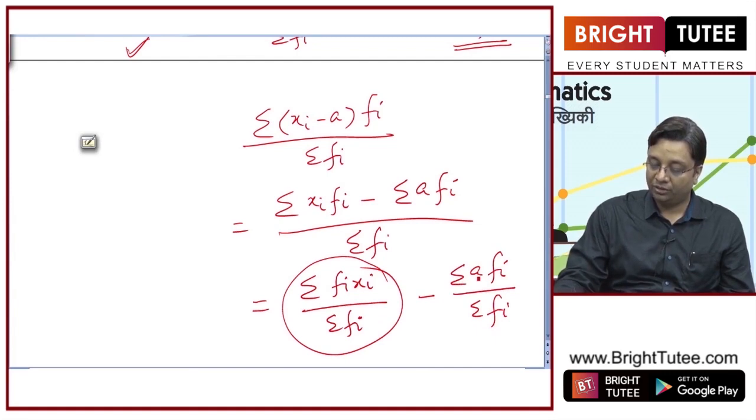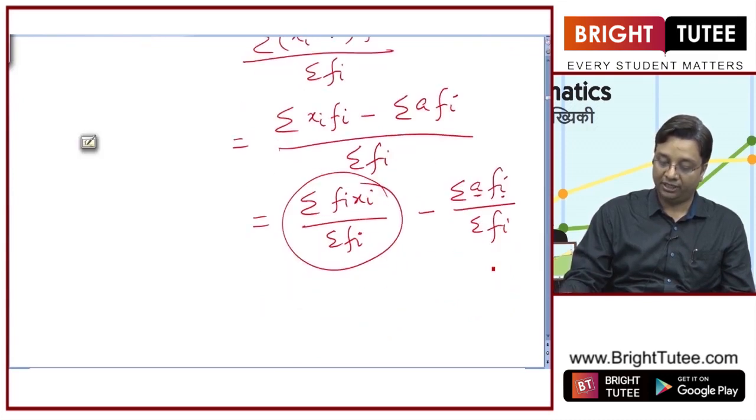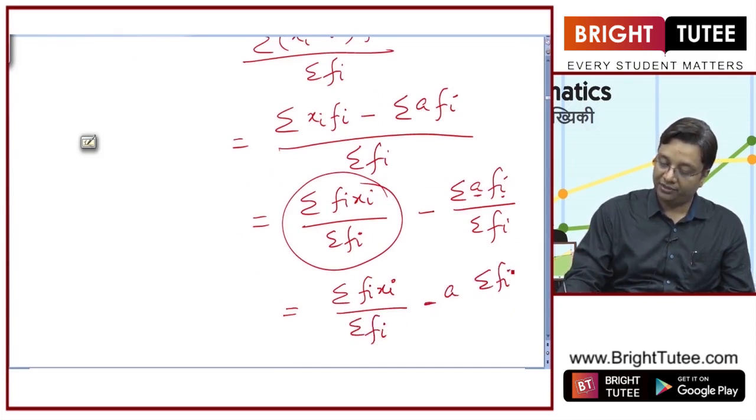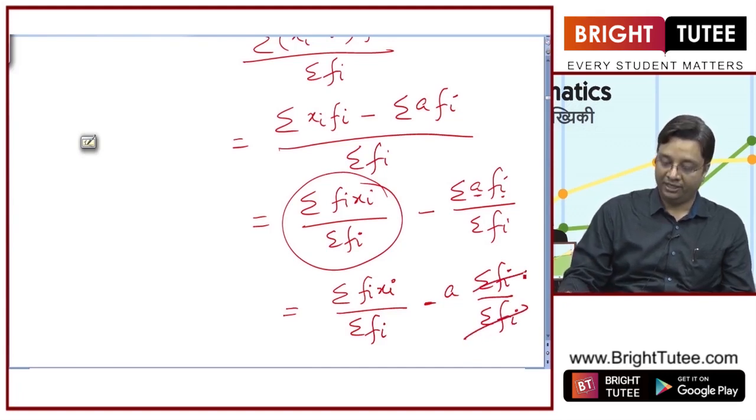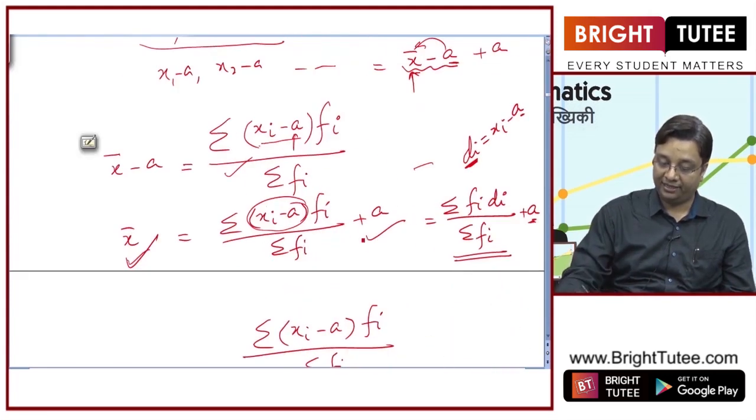Now as I already told you, a is constant here because i is my summation variable. So I can take a outside. Finally I can write this as sigma fi xi divided by sigma fi, minus a sigma fi divided by sigma fi. Now you can cancel it. So you can see that it is shorter by a. Now if you finally add a to this, it will just be the original arithmetic mean.